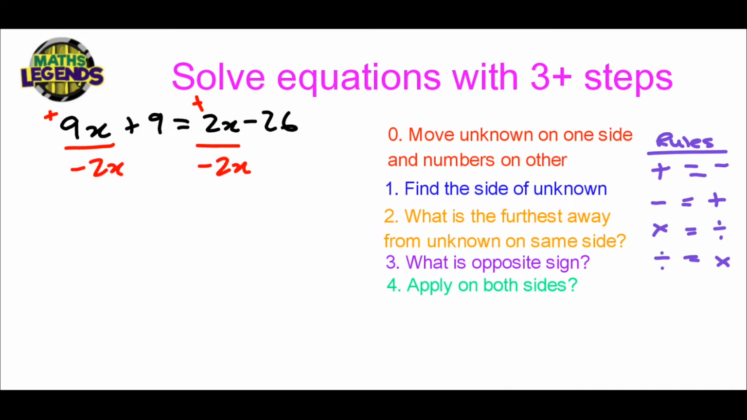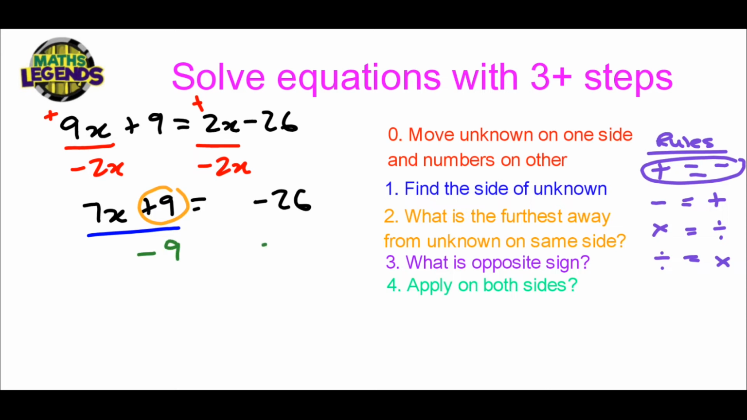So 9x minus 2x is 7x. The 9 stays as it is. 2x minus 2x is 0. And then we have minus 26. Now we look at which side x is on, which is the left hand side. The 9 is furthest away. Plus goes to a minus. So we apply minus 9 on both sides.